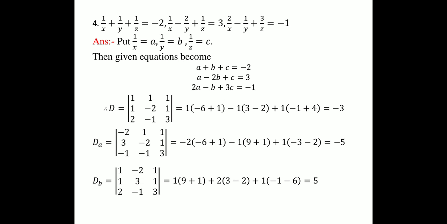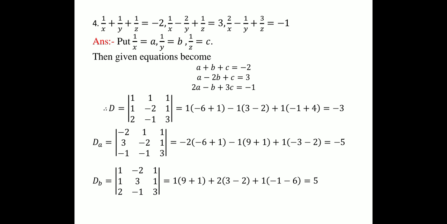What we do? We replace 1 upon x by a, 1 upon y by b, 1 upon z by c. So this is a simultaneous equation with variables a, b and c. Next, find out the value of d. d is equal to the determinant of the coefficients of a, b and c: 1, 1, 1; 1, minus 2, 1; 2, minus 1, 3. Find out its determinant, that is d is equal to minus 3.